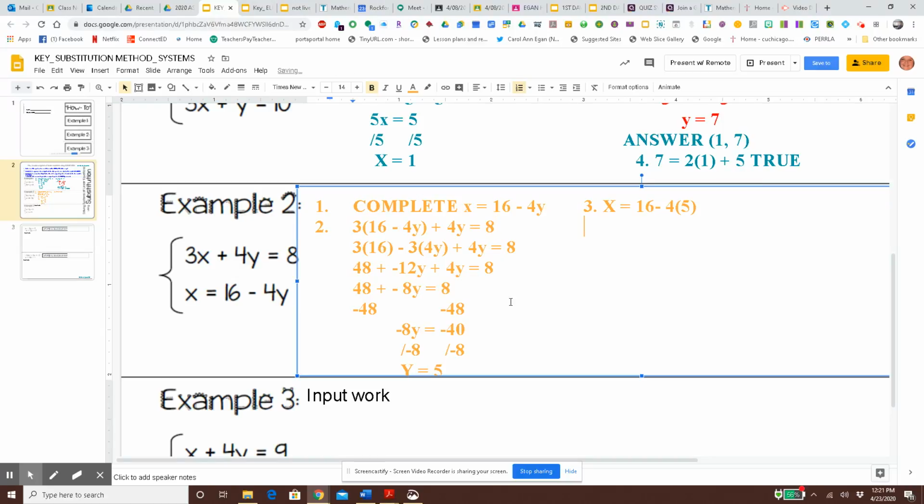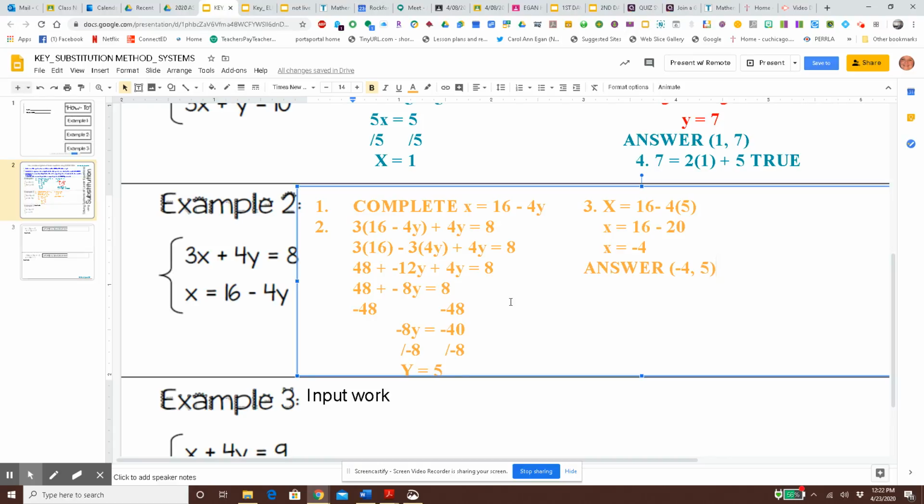So x is going to equal 16 minus 4 times 5, which is 20. So x equals negative 4. So our answer is the coordinate point. Remember, x comes first. We know our ABCs, so negative 4 and positive 5. That is what I have found the answer to be.